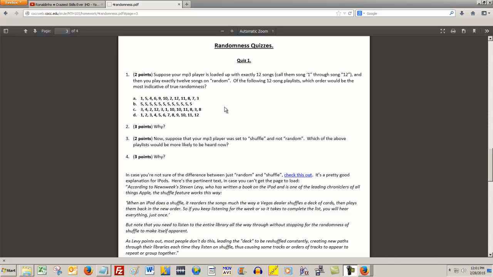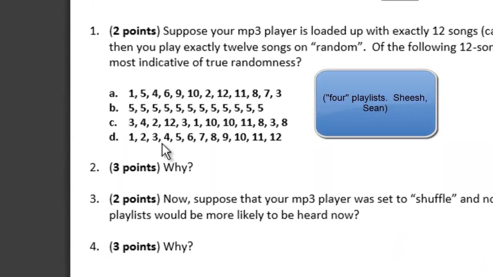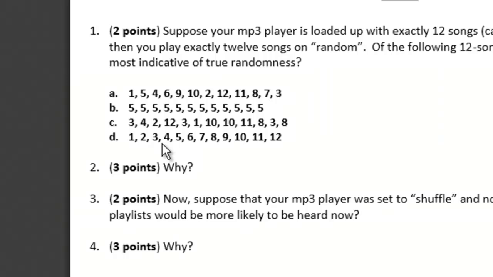So it's about randomness on an MP3 player. Essentially, you're loading up your MP3 player with 12 songs. We'll come back to this on your second exam. And you play exactly 12 songs on random, so you're trying to be random. I gave you 12 playlists, all of which are themselves equally likely. But which one of the four would be more indicative of a true random playlist?